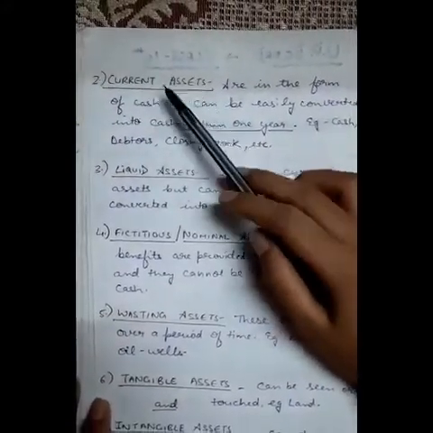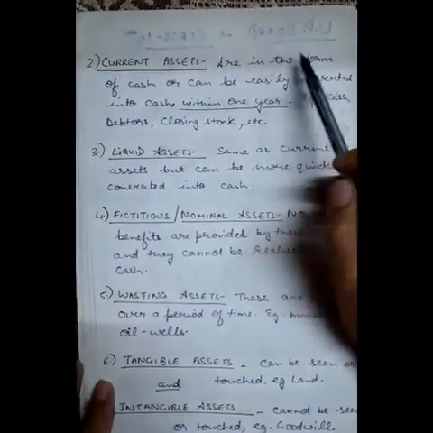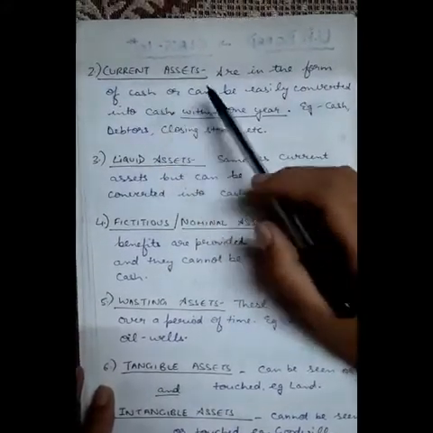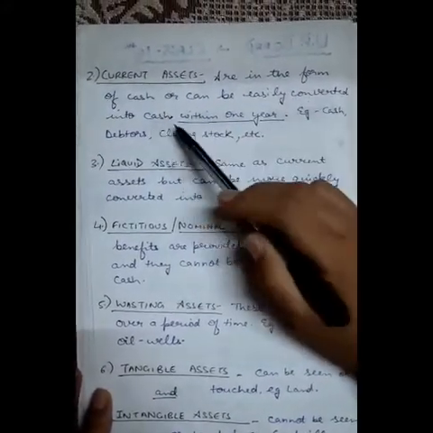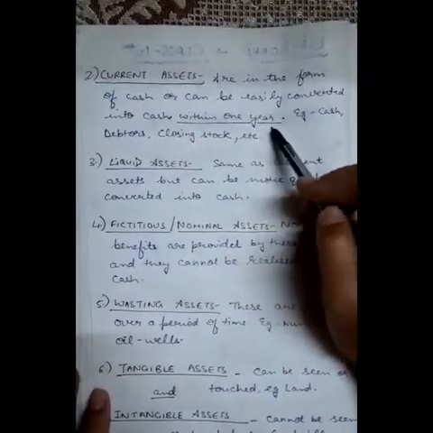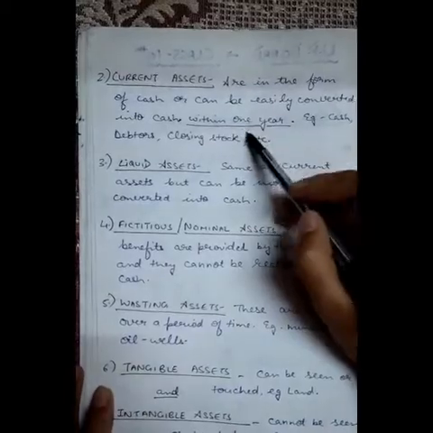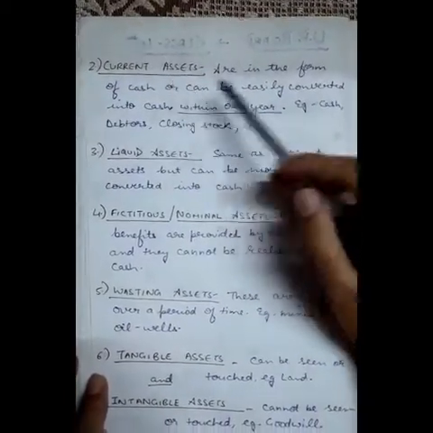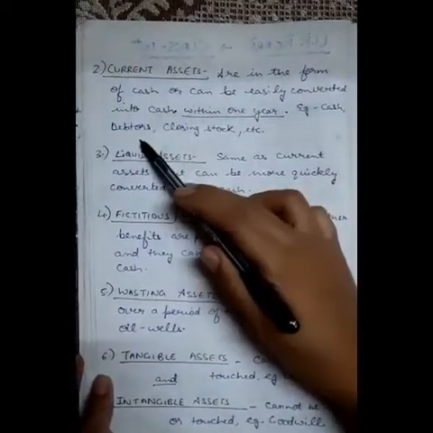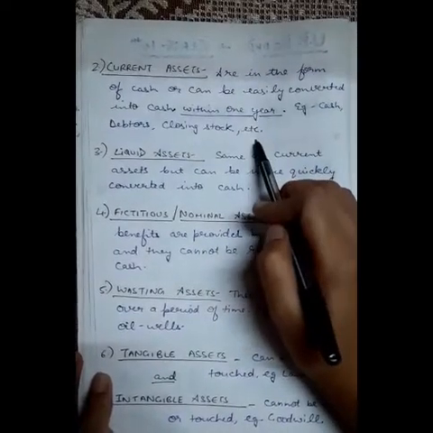After fixed assets, there are current assets. These are in the form of cash or can be easily converted into cash within 1 year. Please remember this: within 1 year only, then only it is known as a current asset. Examples are cash, debtors, closing stock, etc.